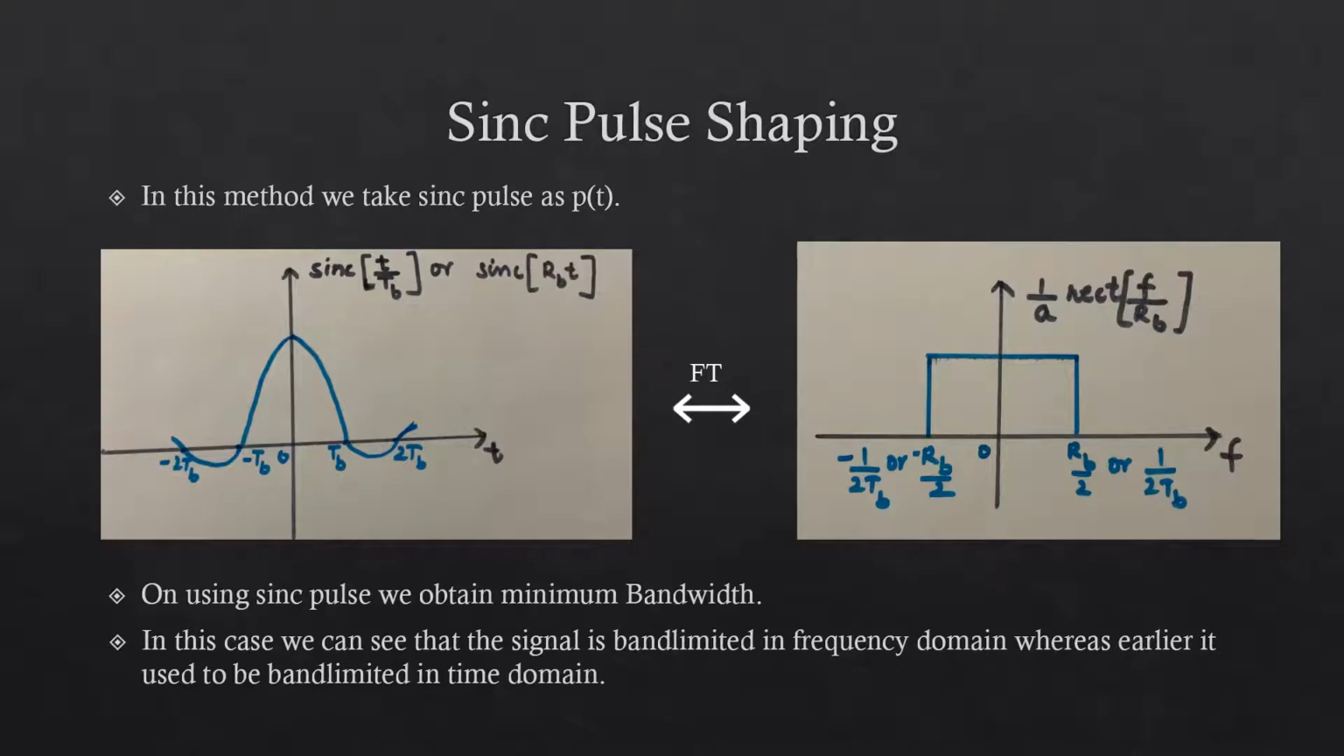First, we have sinc pulse shaping. In this method, we take the sinc pulse as p(t). The Fourier transform of a sinc pulse is shown, which happens to be a rectangular pulse with bandwidth R_b by 2. This is also the minimum bandwidth that can be obtained. In this case, we can see that the signal is bandlimited in the frequency domain, whereas earlier it used to be bandlimited in the time domain.